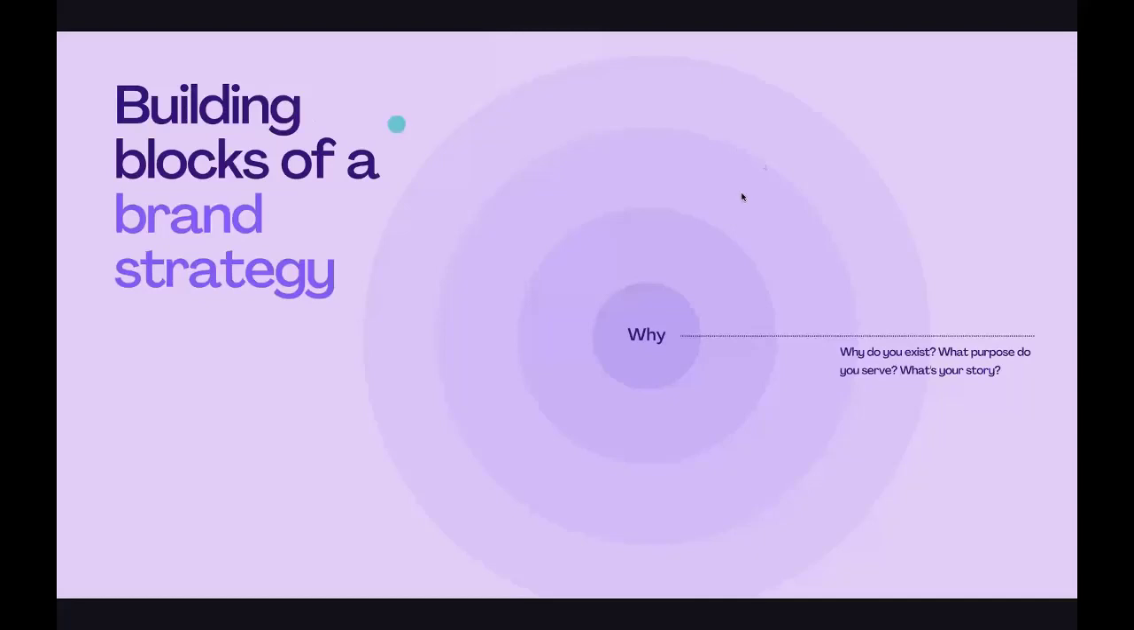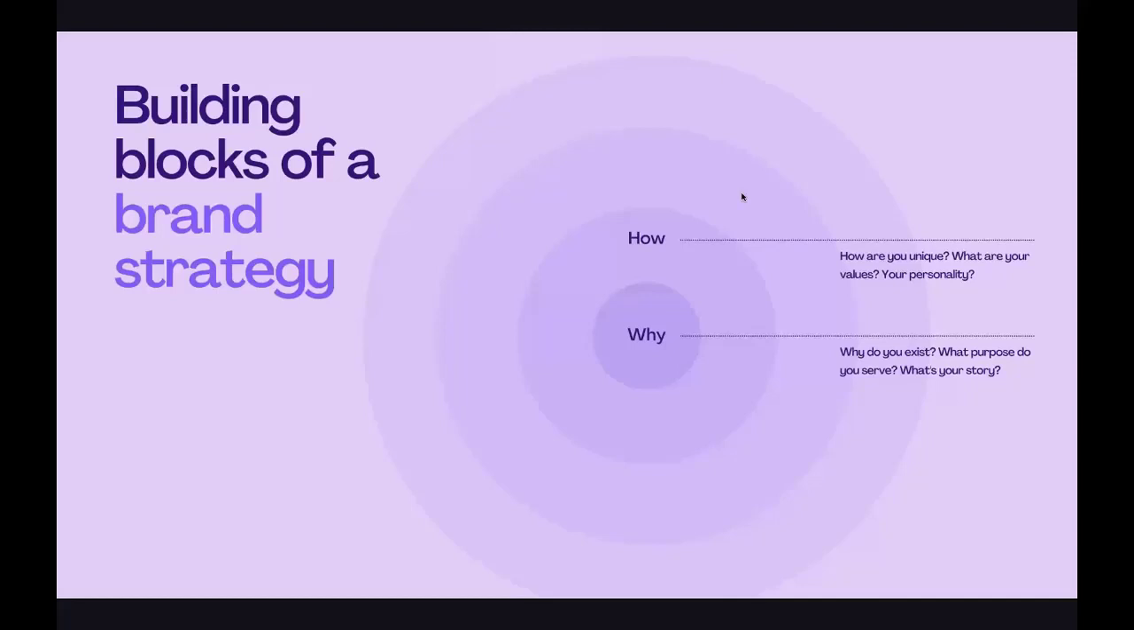Then after the why comes the how. So how are you unique? You know, how do you differentiate yourself from other nonprofits that are operating in a similar space? And what makes you unique is probably going to be your values, the values that you live by, the values that you communicate in whatever you do, and also your personality.